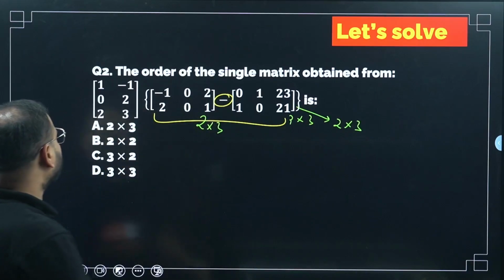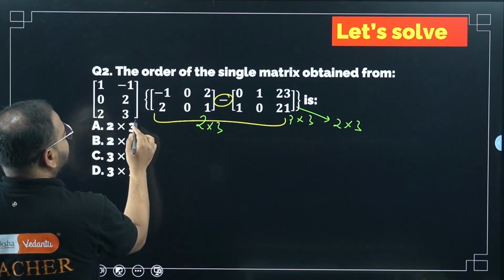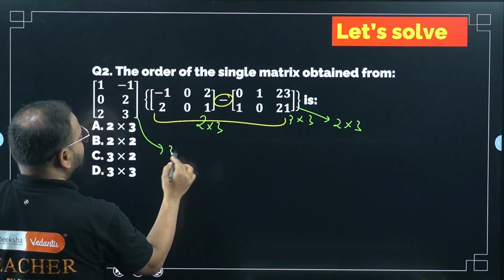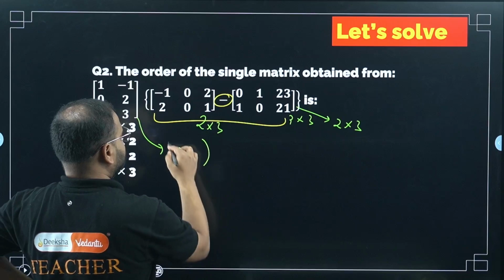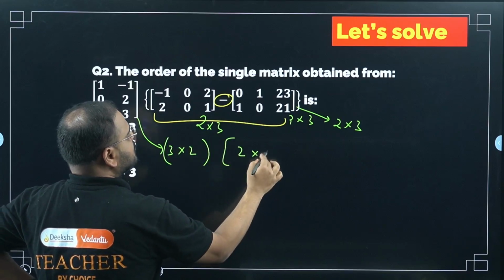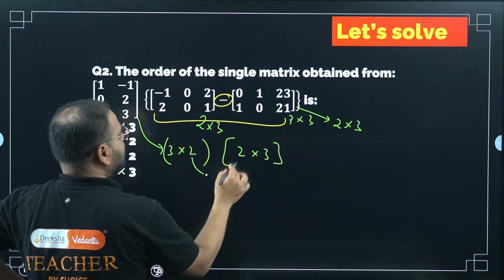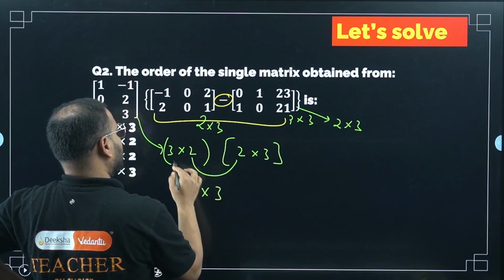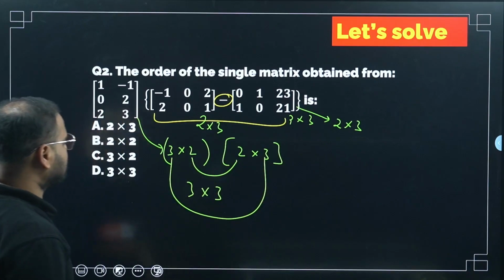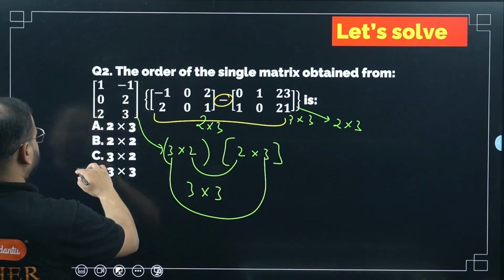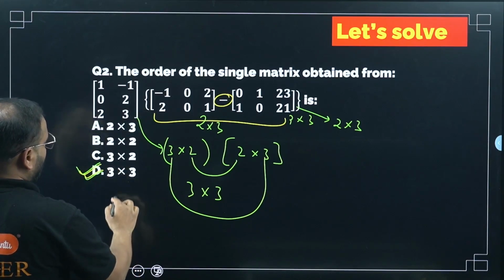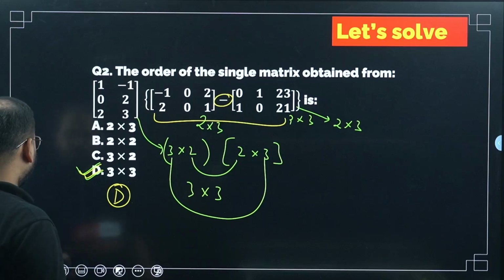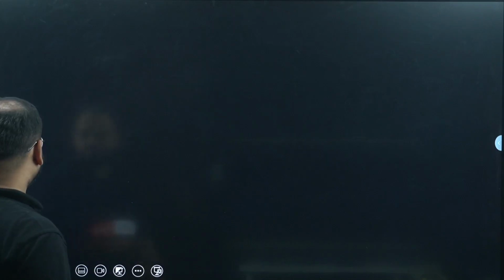What are we multiplying with here? This is 3 cross 2, correct? 3 rows, 2 columns, and the other matrix is 2 cross 3. What is my answer? Check, the 2 and 2 in the middle are common, so the answer is 3 cross 3. This and this will be clubbed together, so 3 cross 3. Option is D. Moving on.